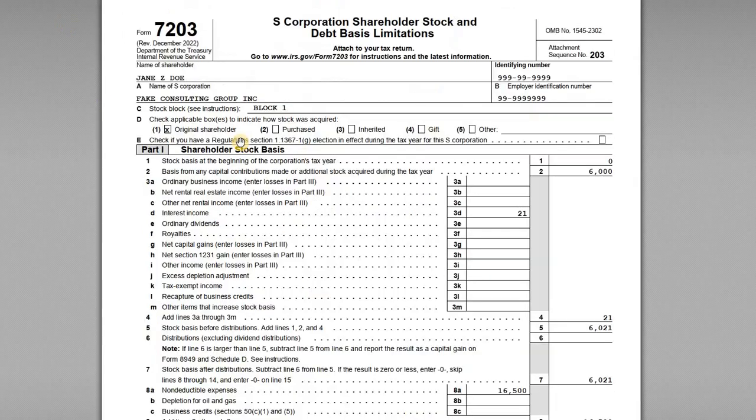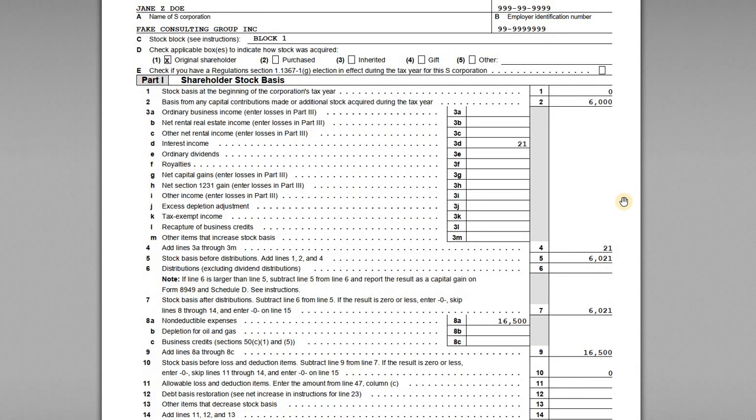So now let's have a look at her 7203, and this is the example where she did not make the election. So we can see here Jane Doe's a shareholder, Fake Consulting Group is the S Corp. She has one block of shares, right? So block 1 is this specific stock block. She hasn't acquired any new shares or sold any. And she is the original shareholder. Now, item E, notice we aren't checking this, right? So what we're doing for the ordering rules is just the default standard provisions.